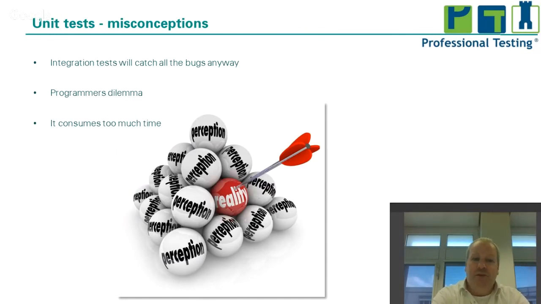So programmers do make mistakes, and we do have to check them. And unit testing, if you do it properly, can also help in refactoring your code. This means that if you refactor your code and your functionality stays the same, your unit tests can be used to check the refactoring. And last but not least, it consumes too much time.